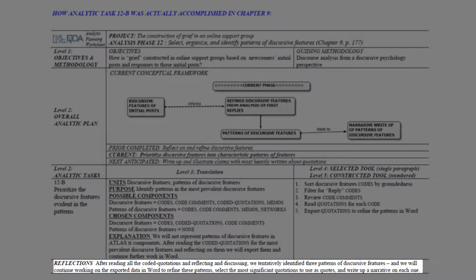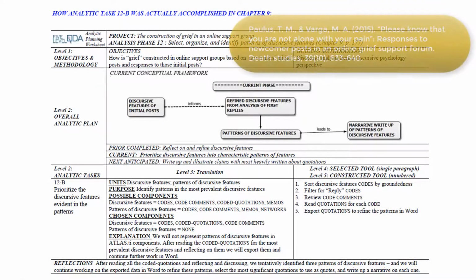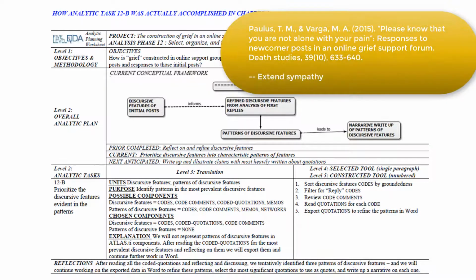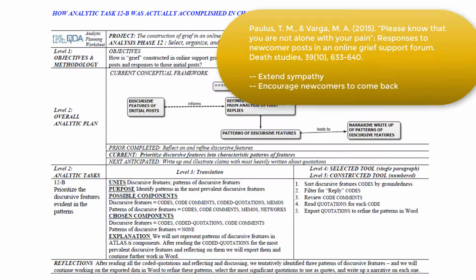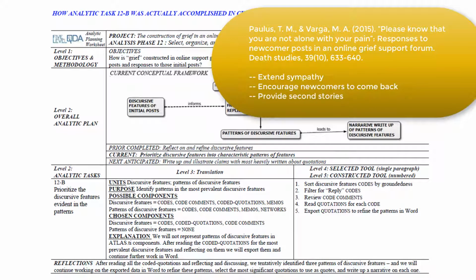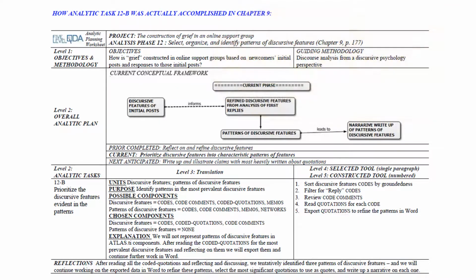Now, as we know, these patterns have not been translated to components, and so they're not represented in ATLAS.ti. But looking at Trina's journal article that resulted from this project, we can see that the 3 patterns were to extend sympathy, encourage newcomers to come back, and to provide second stories. We'll use those products of this analytic task in the next APW, in which I propose a different way to fulfill the task by representing these emergent patterns in components of the software.